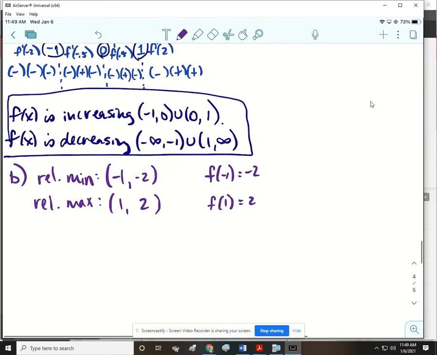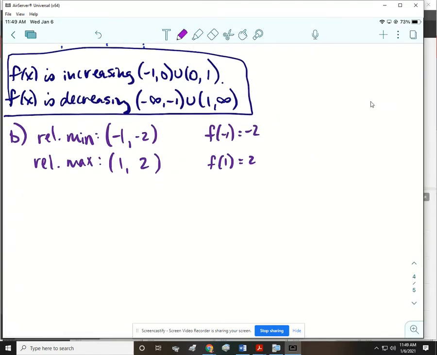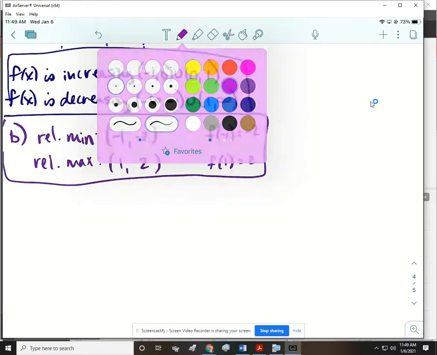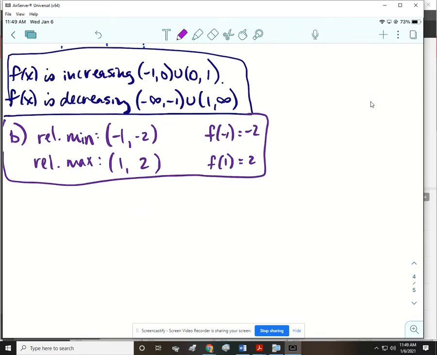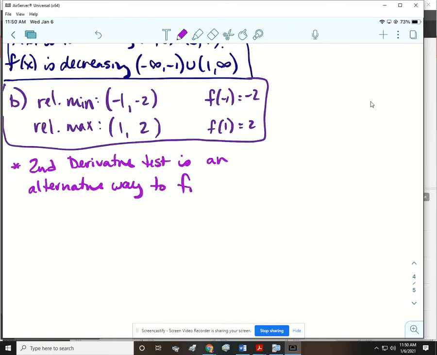Okay, now I'm going to do an alternate way because sometimes questions are worded in a way that you don't have the actual function, and you need to actually use the second derivative test to find the max and min. So I want to show it to you. So the second derivative test is an alternative way to find relative extrema. So we would go ahead and find the second derivative.